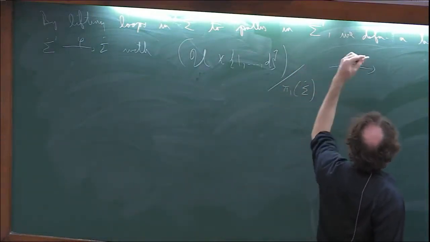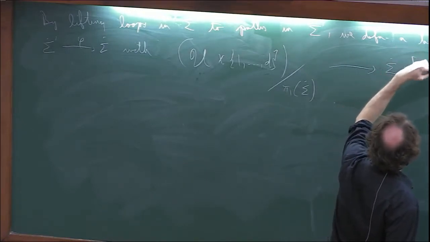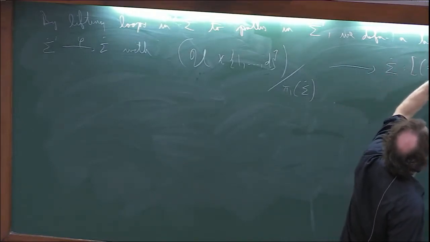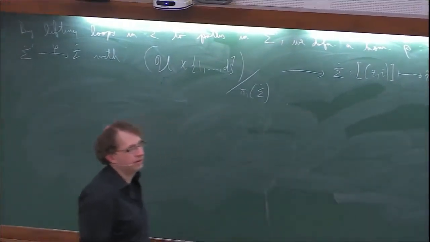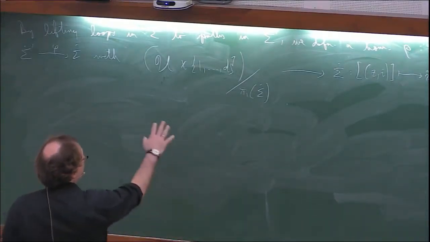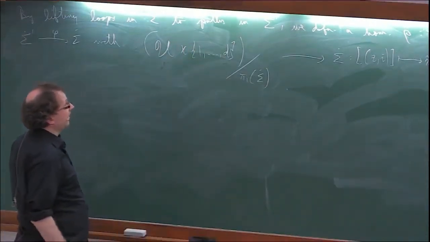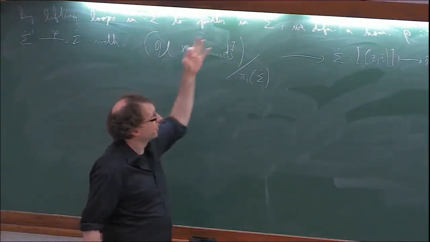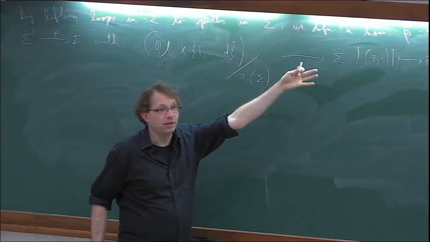There's a natural map from there to sigma dot that just takes the equivalence class of z i to pi tilde of z. Okay, so one needs to check that there is a natural map between this, a diffeomorphism, in fact, between this and sigma dot prime that identifies the original covering map with this one. And this is all explained in Hatcher. This is a very standard thing.